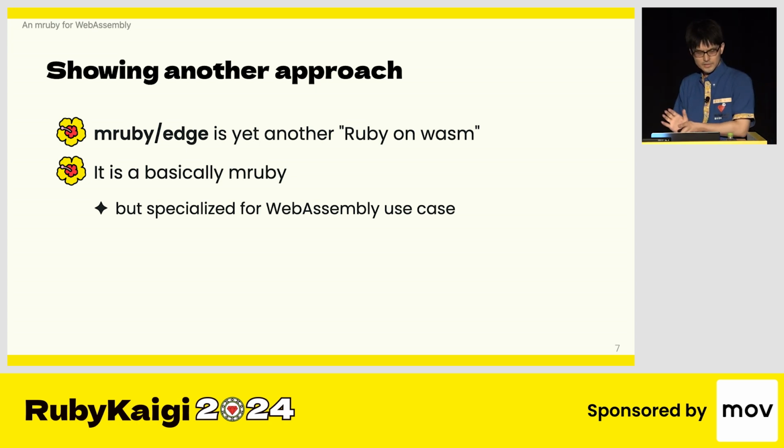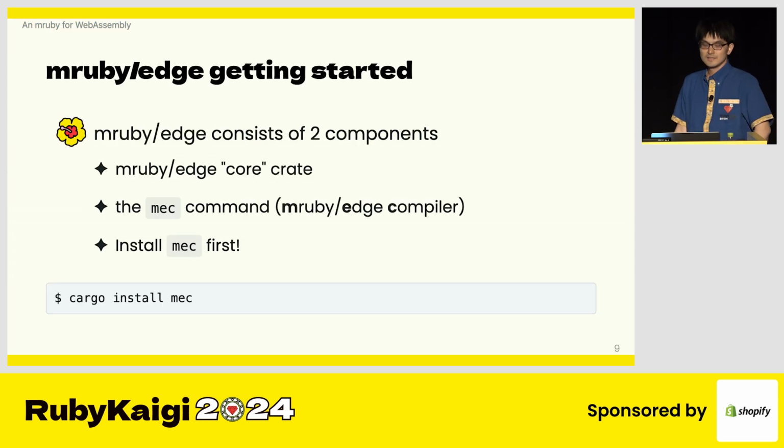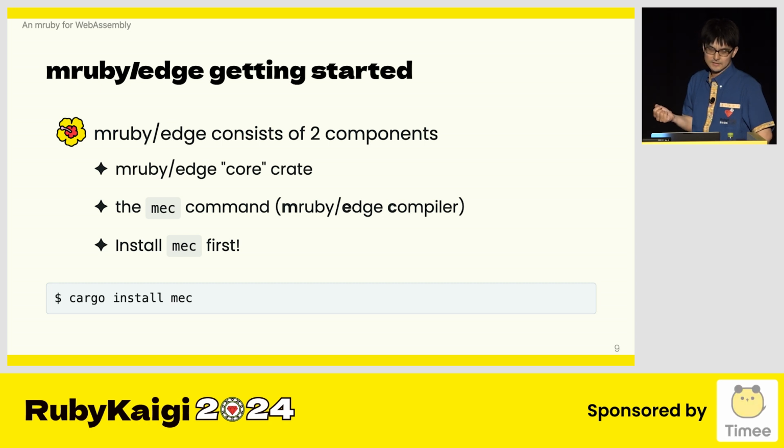mruby Edge is basically mruby, but specialized for WebAssembly use cases, right? So what is this? mruby Edge consists of two components. One is the core crate of mruby Edge, and the other one is the make command. And you can install make using the cargo command.